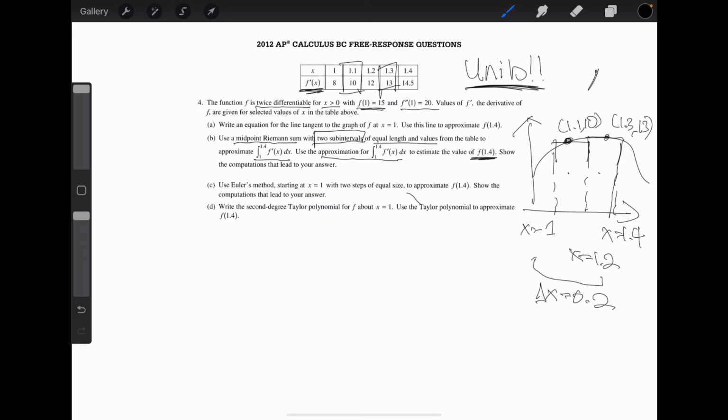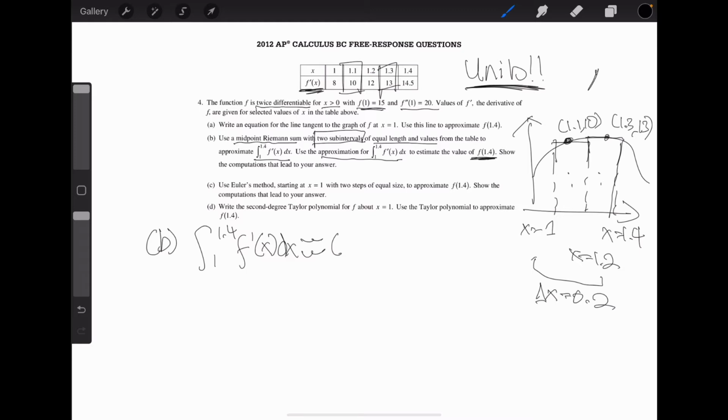And another tip that I have in doing this is that you should write out the question and what you're setting it equal to or approximating. So in this case, we're approximating the integral from 1 to 1.4 of f prime of x dx. And you should use the wavy squiggly equal sign to show that it's an approximation. So in this case, the integral from 1 to 1.4 and so on is equal to the area of these two rectangles as its approximation.